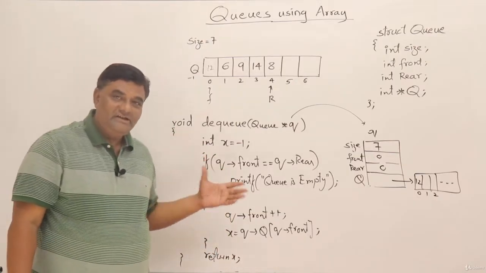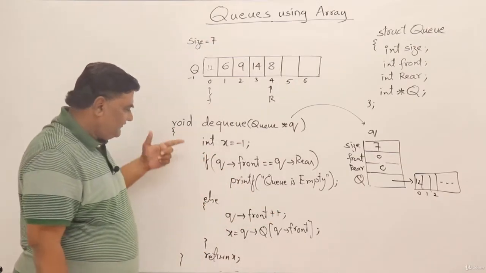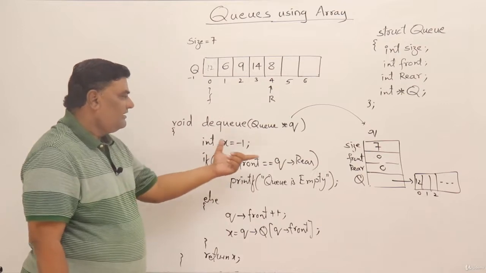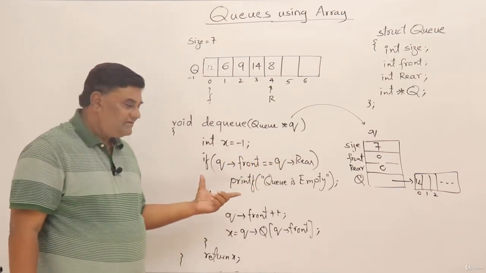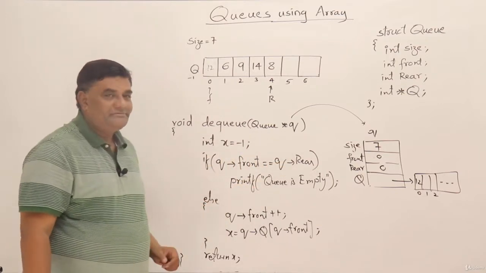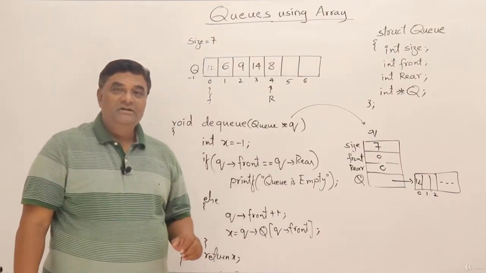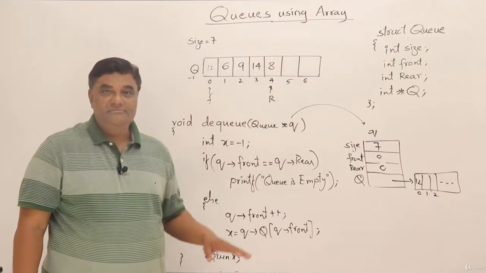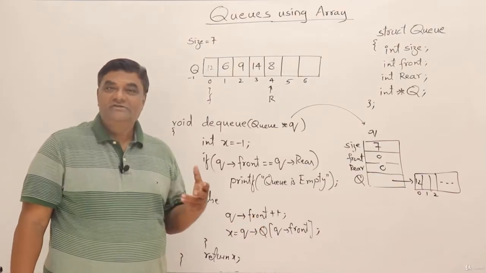So that's all. This is the DQ function. And if you look at the function, the steps are very simple. Condition is checked and the printing is done. Otherwise, just 2 simple steps. So the time taken by DQ is constant. So from the code also you can see that it is constant.